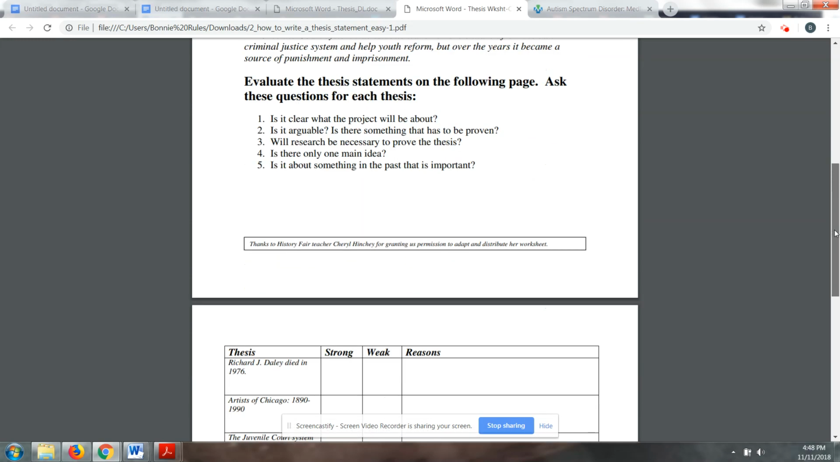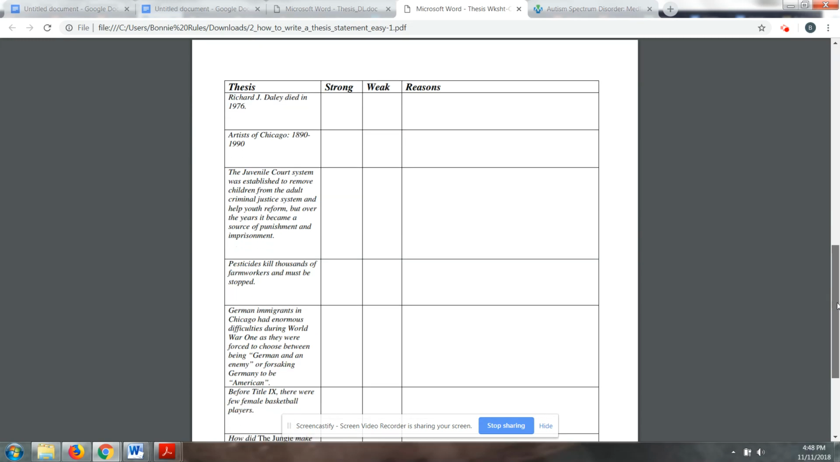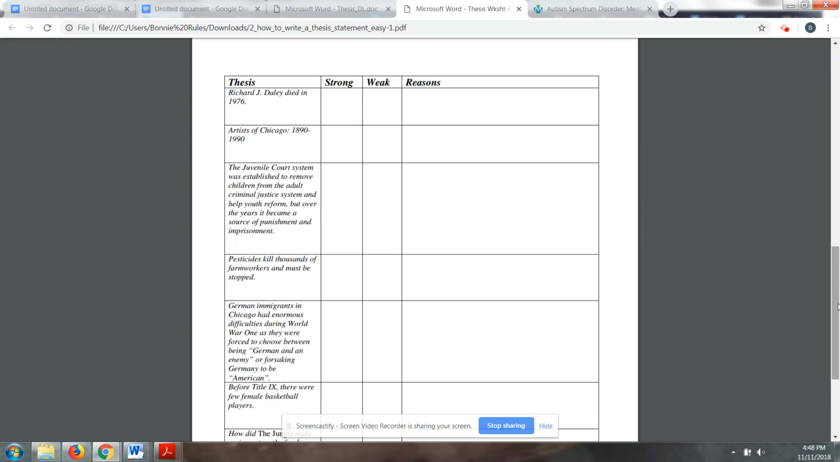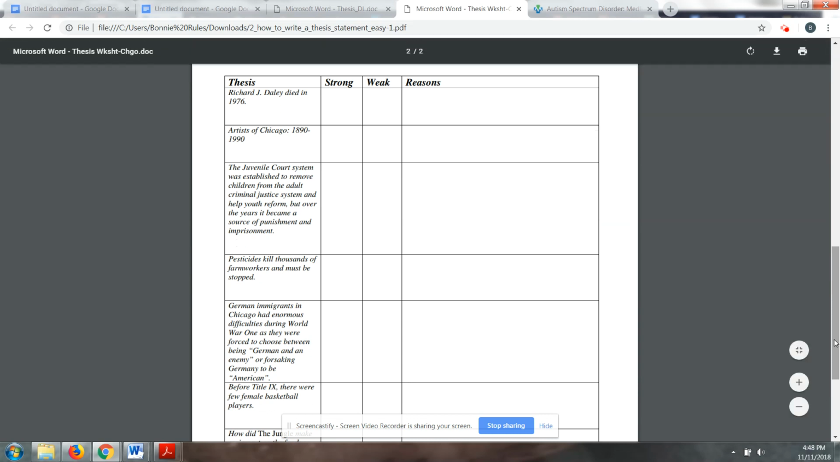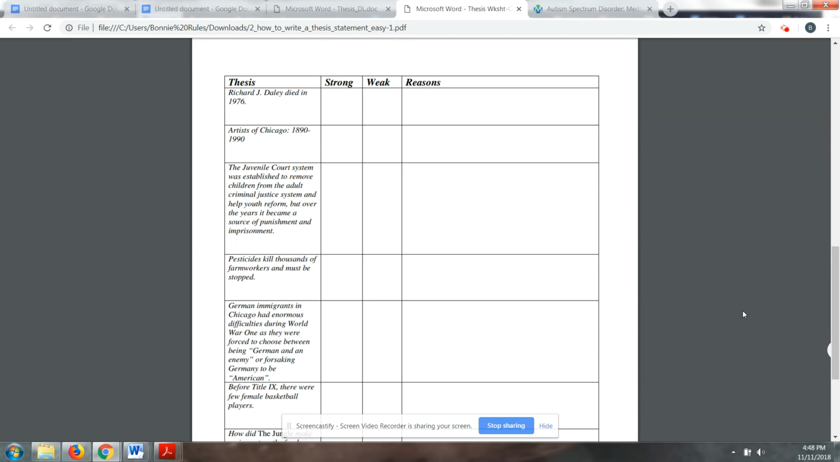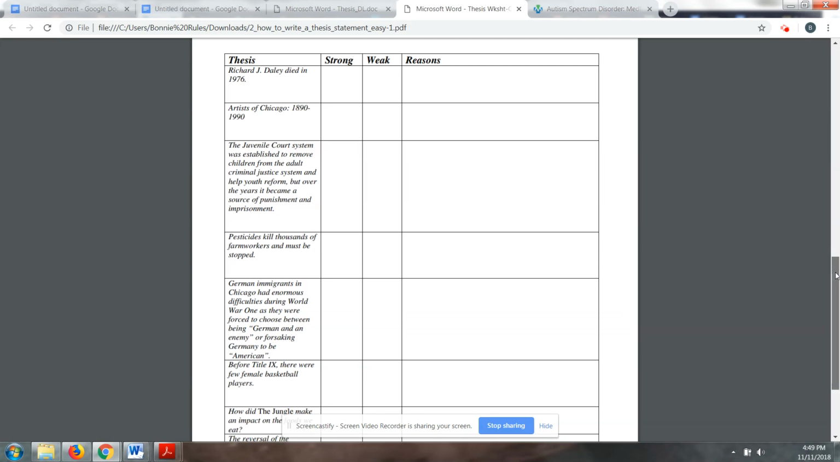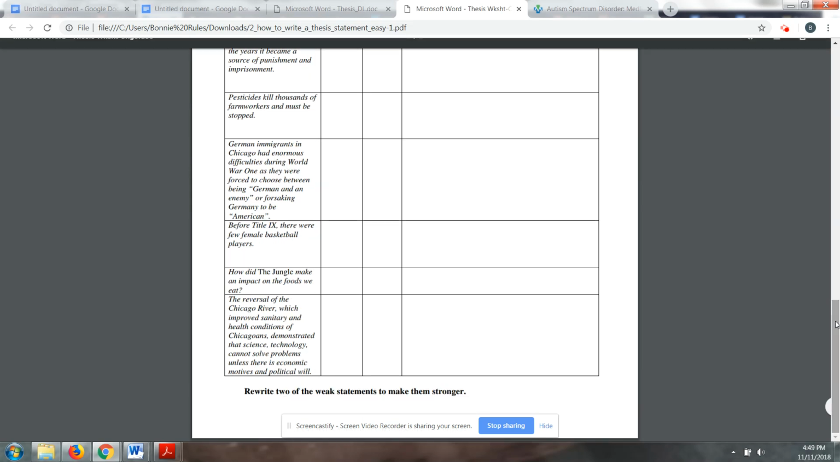So going down here, I'm just going to go over a few of these in terms of what is weak and what is strong. The first 2 are very weak. They're not even full sentences. I suppose the first one actually is. Sorry about that. Yes, it is. Richard J. Daley died in 1976. There's not much of a debate about that unless there was some question about how he died or when he died. It's not much of an argument. And the second one, Artists of Chicago, 1890 to 1990, is more of a category than a statement. As we said before, juvenile court system, I really recommend another sentence to that to clarify what the argument's going to be focused on. But let's look at some of these.